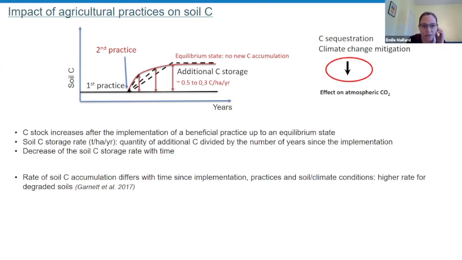So we can see on the graph that the soil carbon storage rate will decrease in function of time which is considered for the calculation. The rate of soil carbon accumulation differs also with practices and soil climate conditions. We will see it in the presentation. But overall, it seems that its rate is higher for degraded soils.